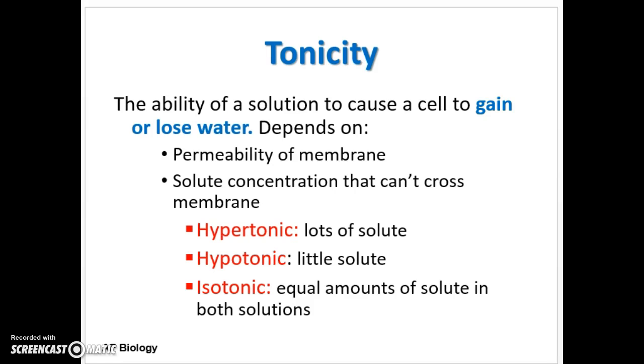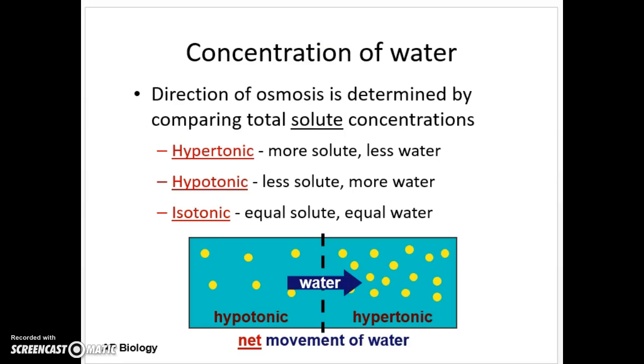Okay, moving on. So again, this is just reiterating the same ideas. The direction of osmosis is determined by comparing the total solute concentrations on both sides of the membrane, and in our case, the cell membrane. So again, if you need review of these concepts, you can pause this and look over it, but basically it's something that should be reviewed.